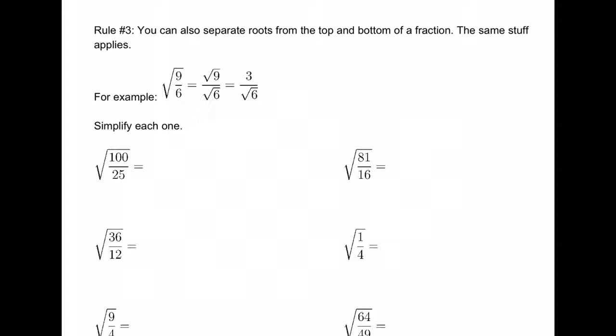Rule number 3. You can also separate roots from the top and bottom of a fraction. The same stuff applies. For example, if we start with the square root of 9/6, we can convert this to the square root of 9 divided by the square root of 6. And we can simplify the square root of 9 and get 3.